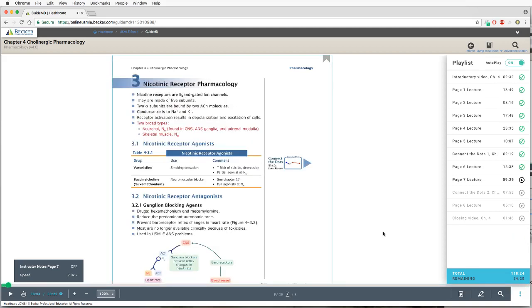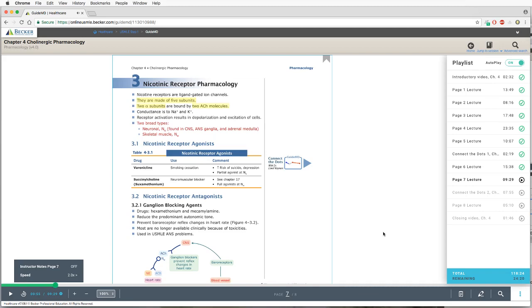Very briefly, nicotinic receptor pharmacology. Nicotinic receptors are ligand-gated ion channels. Now, all ligand-gated ion channels share a similar structure. If G-protein-coupled receptors have 7 transmembrane domains, ligand-gated ion channels are made of 5 subunits. Amongst the 5 subunits, 2 of them will be called alpha, and an alpha subunit, by definition, is one that is bound by the endogenous neurotransmitter. If there are 2 alpha subunits, there must be 2 neurotransmitter molecules binding at a given time to open the channel. So as I'm looking at a nicotinic receptor, providing 2 acetylcholine molecules bind to the 2 alpha subunits, the channel opens.